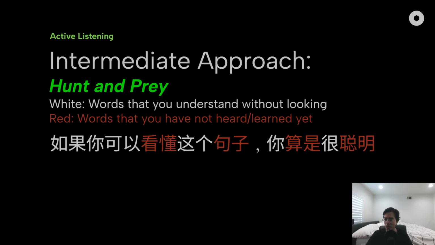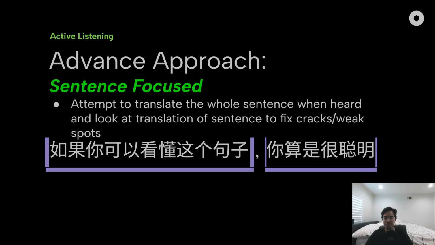Basically, at this stage, you could be doing this a lot more, and it's very common to use this approach. I call this the hunt and pray, because you're hunting for certain words you don't know, and you need to find out where it is in the sentence when you hear it for the first time. Advanced approach, the sentence focus. Within this stage, you pretty much get the grasp of most of the words, maybe 80 to 90% or 100%, and you just try to find the remaining leaks and fill them in.